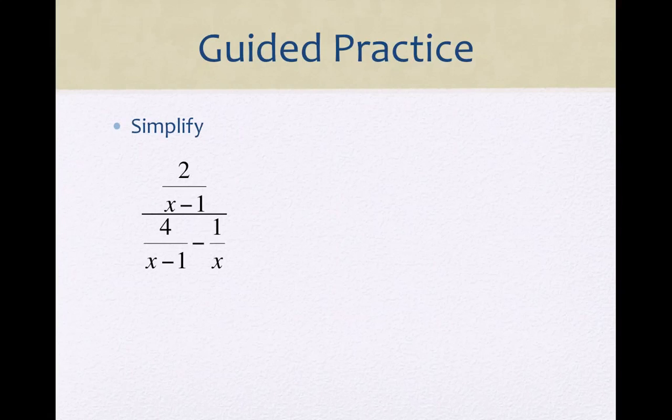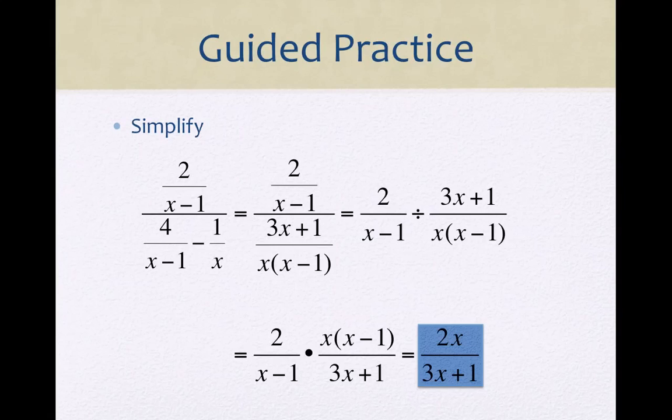All right, let's see how you did. Hopefully you have work that looks something like this. Your first step would be to combine the expressions that are in this denominator, because again the numerator is already a single expression. And when we combine those, you should end up with 3x plus 1 over x times x minus 1.